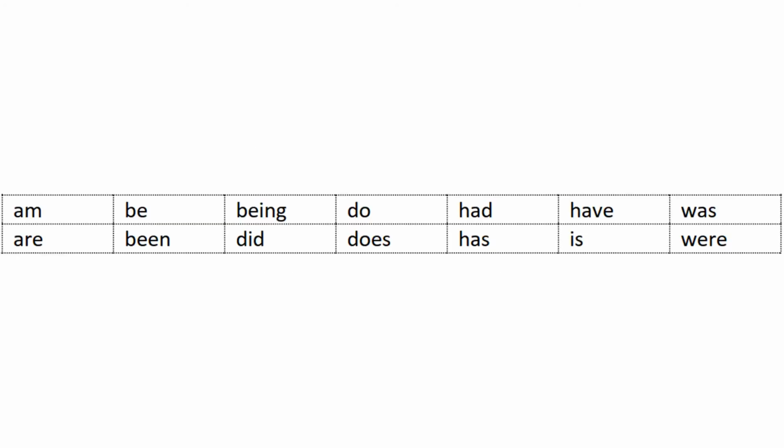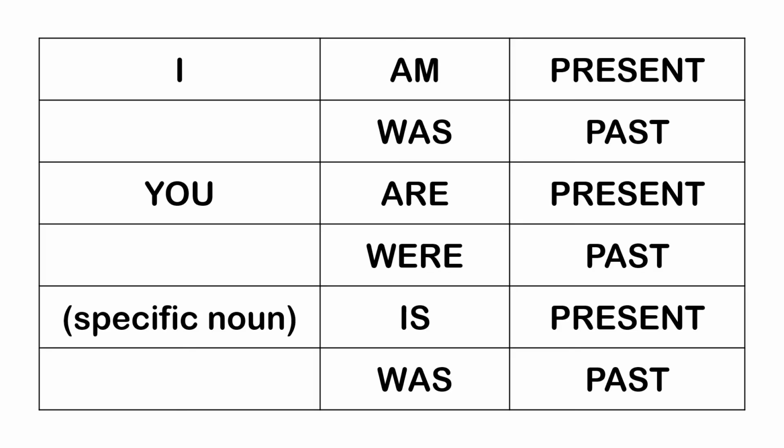So here are the different verbs. Some of them are linking verbs and others may be used as helping verbs. Please be very careful in using the different helping and linking verbs such as am, was, are, were, and is. Kapag gagamitin mo ang first person which is I, you should use am kapag present and was naman kapag past or tapos na.